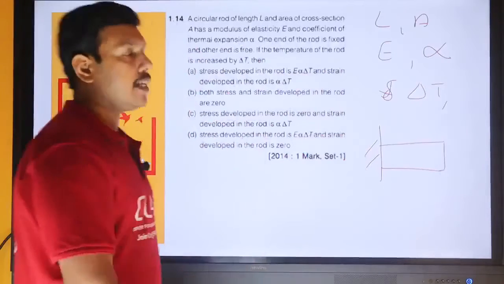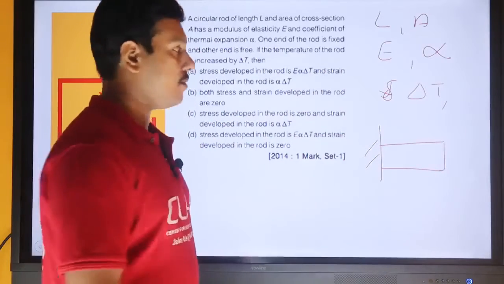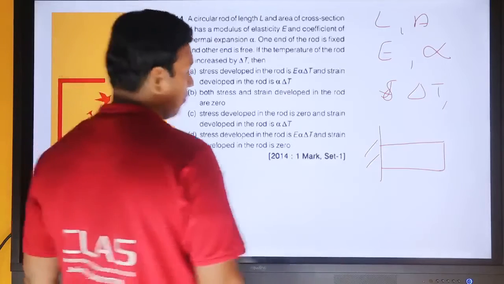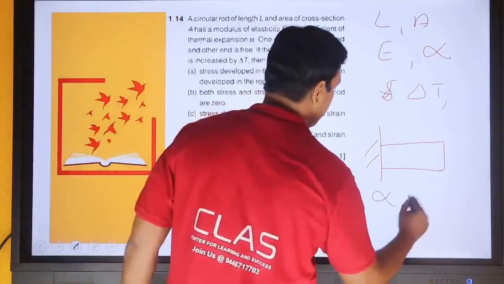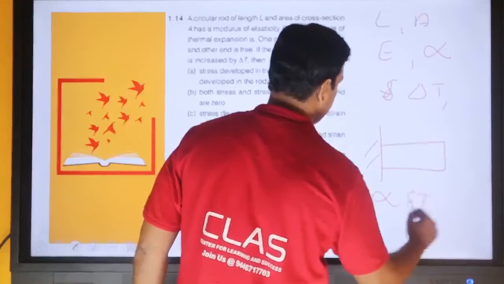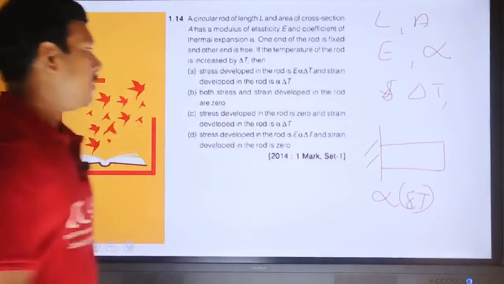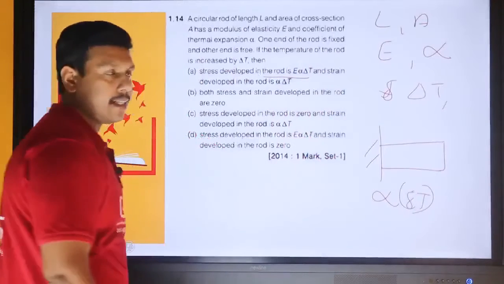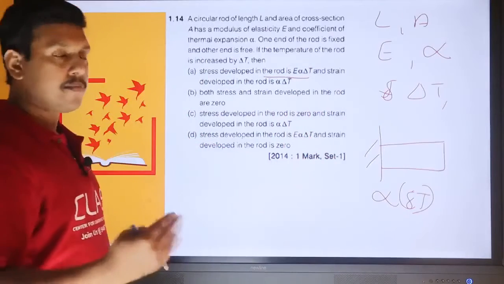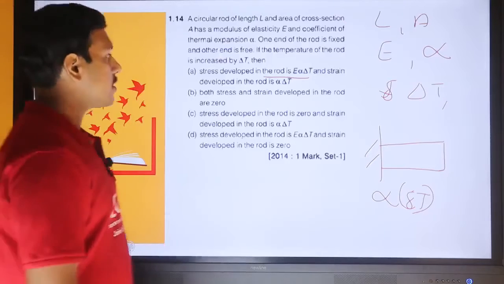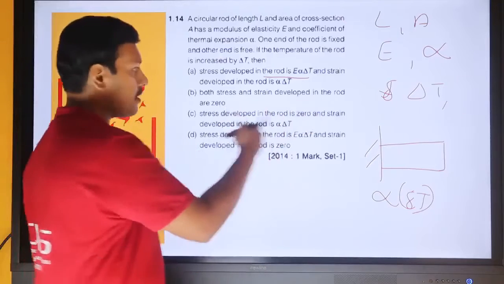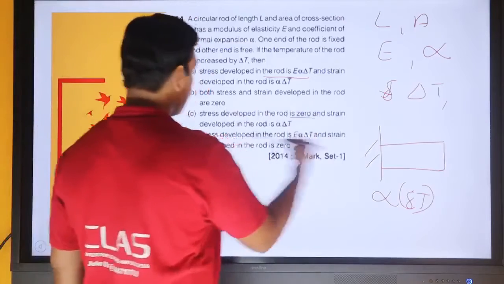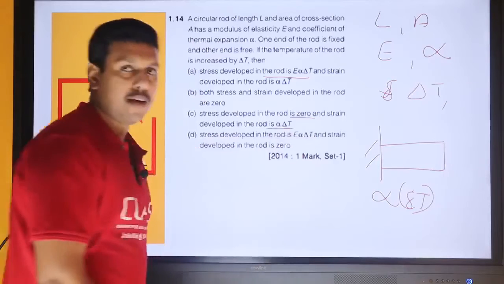When the body is free to expand, the thermal stresses are zero, and thermal strain is equal to alpha delta T. This is the thermal strain. Option A, stress developing in the rod is alpha delta T. That is wrong. The stress is zero since the rod is free to expand. Stress developed in the rod is zero, that is correct, but strain developed in the rod is alpha delta T.